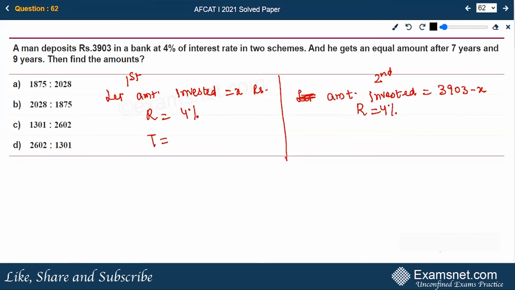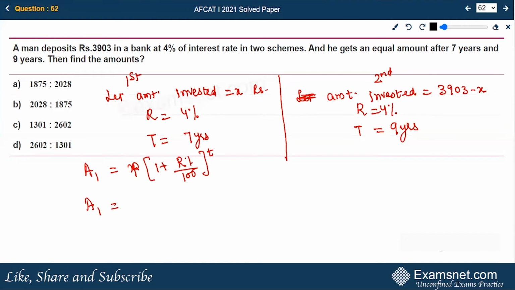First one is having a time of 7 years and another one is having a time of 9 years. So now the amount in the first case will be principal. This is the formula, principal into 1 plus the rate percent upon 100 raised to the power time. So filling the values, the first amount is x into 1 plus 4 upon 100 raised to power 7, which makes it, so this will cancel at 25. This will be 26 upon 25 raised to power 7.